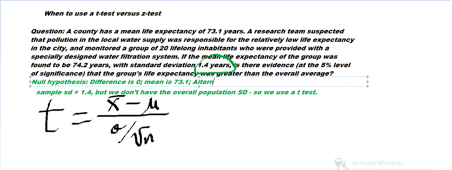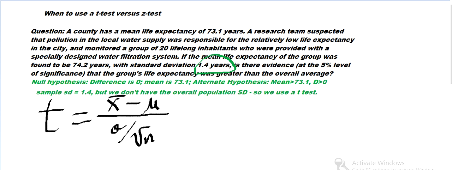And then the alternative hypothesis is greater than 73.1, because we're testing whether the life expectancy was greater than the overall average. So we've got mean is greater than 73.1. Or another way to write that is the difference is greater than 0. So that's the hypothesis, and then we want to find the t-value.